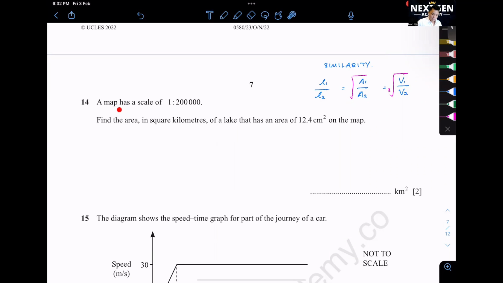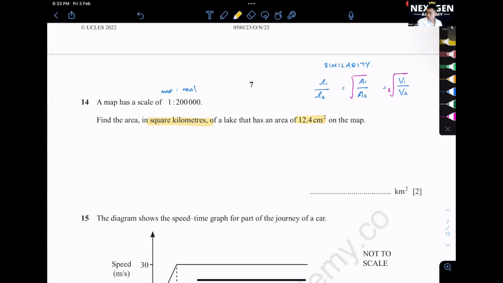Okay, so a map has a scale of 1 to 200,000. So which one is map? Which one is the real world? You need to use your logic a bit also. When you all look at a map, it's small, right? But it represents the real world. So this is your map to real. This is what I write down first. It means it's 1 to 200,000 in real life. Find the area in square km of a lake that has an area of 12.4 cm square on the map.